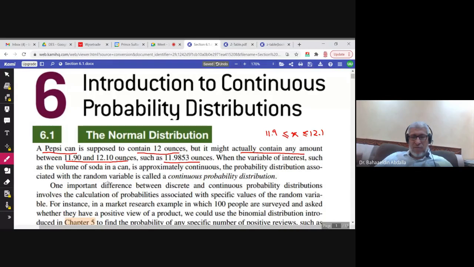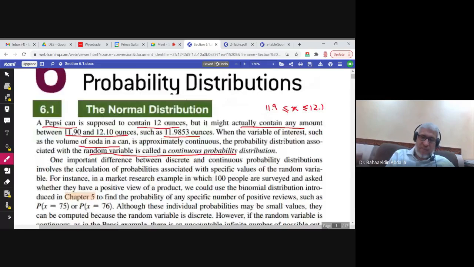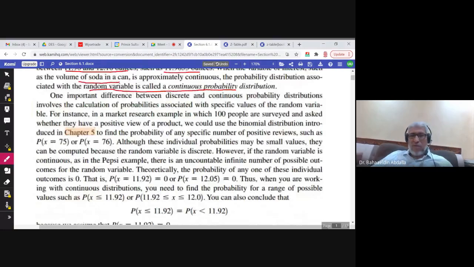So the volume of soda in a can is called a continuous random variable with a continuous probability distribution. The random variable X here is continuous because the values of X are infinite. You cannot count them, while in chapter 5 we studied examples of discrete random variables.